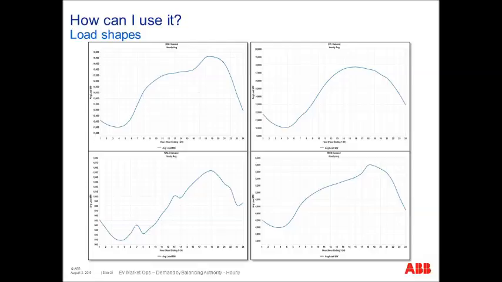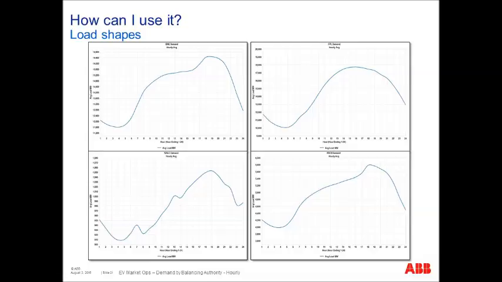So what you're seeing here, these are 4 annual average load shapes from all over the United States. In the top left, we have ISO New England. Top right, we have Florida Power and Light. Bottom left, we have WAPA Desert Southwest region. And the bottom right, we have Public Service Company of Colorado.